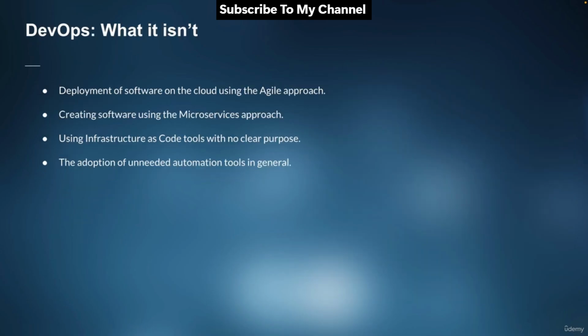Clearly, DevOps is nothing more than a set of philosophies and best practices to enhance the software delivery using today's existing technologies. Therefore, DevOps is not deployment of software on the cloud using the agile approach. Most of today's understanding confuses this with DevOps. It is also not creating software using the microservices approach. It is also not using infrastructure as code tools with no clear purpose. And finally, it is not the adoption of unneeded automation tools in general.